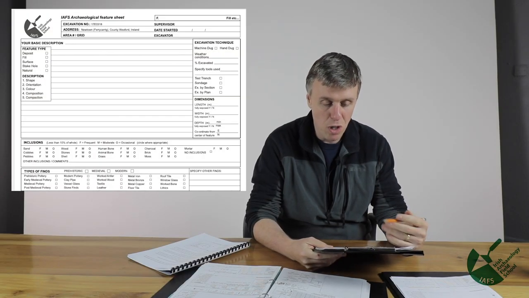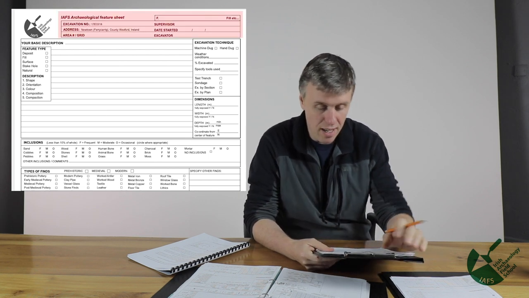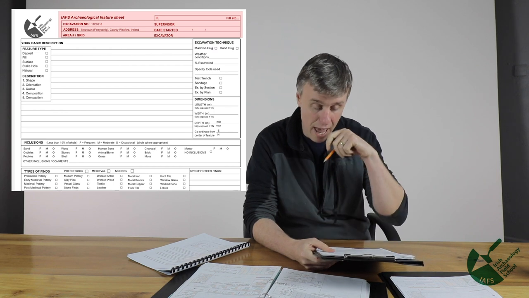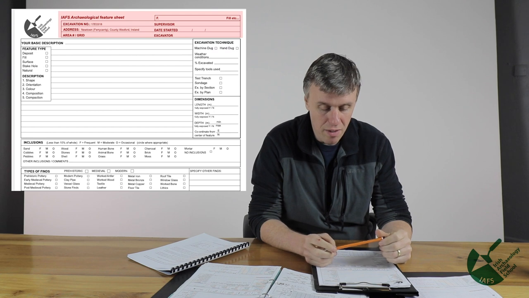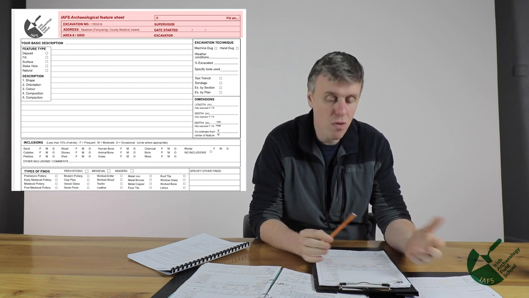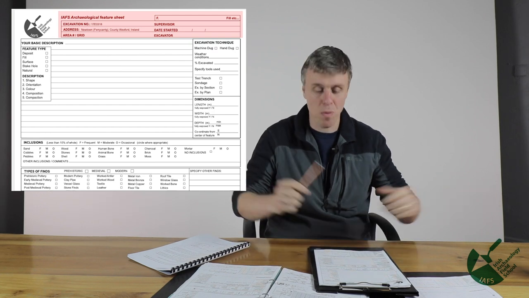So having got all that introduction into place, let's talk about the sheets we use to record in the single context recording system. And we'll start from top to bottom. You'll see this pop up, hopefully on my right hand side, and you can follow as we go. So we'll start with the top box of the fill sheet. And you'll see the first thing you're asked to put in is an F number. The F obviously stands for feature, and we tend to give our feature numbers out sequentially in blocks of 100 or 1,000 by the area, or by the cutting, or by the trench that we're working in.